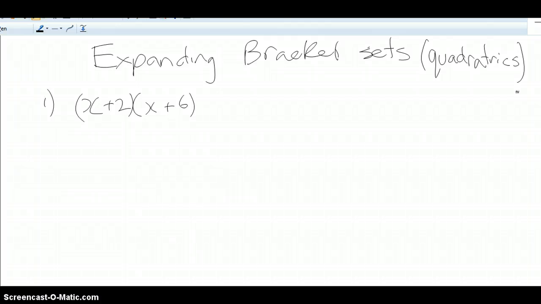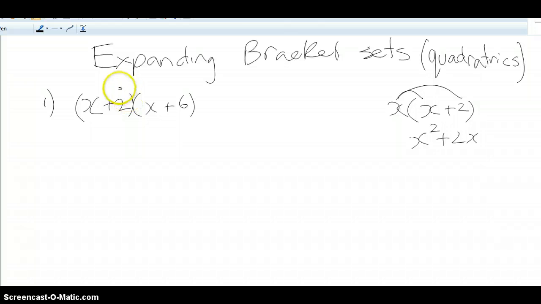So far in our studies, we've looked at expanding singular terms like this, x plus 2. And a quick reminder, it's the x times the x and it's the x times the 2. X squared and plus 2x. This is no different, well, except you've got to do the 2 times the x and the 2 times the 6. That becomes 2x plus 12.